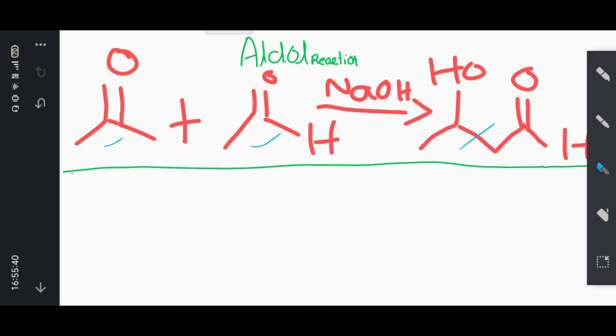So remember one thing, that aldol reaction always adds up your number of carbon atoms. For example, earlier you had only 2 carbon atoms in one molecule. Now you have 4 carbon atoms in one molecule. So let's start with our mechanism. The mechanism involves the formation of enolate ion in the first step. So let's make the enolate ion possible.